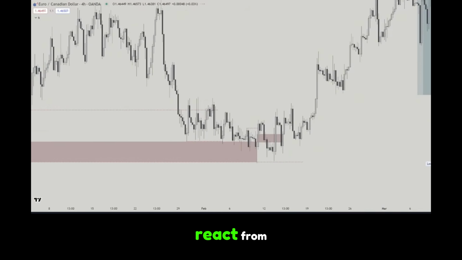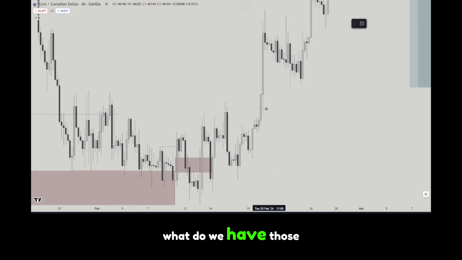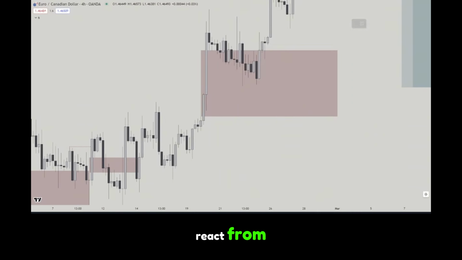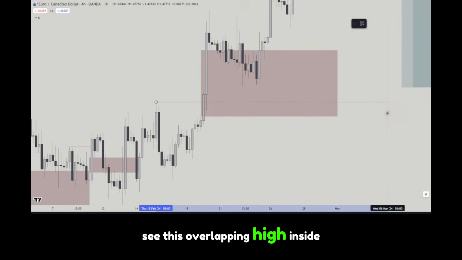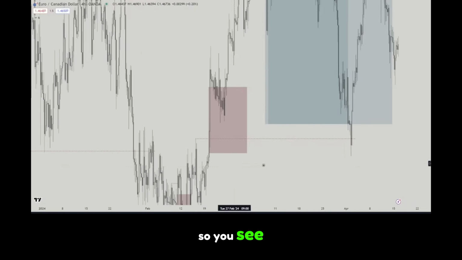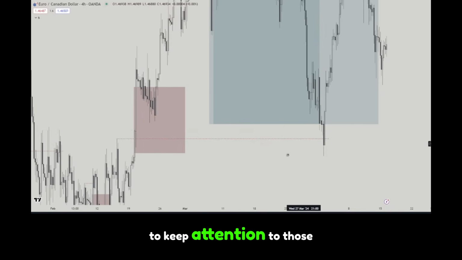And where did the price react from? You see, what do we have? Those consecutive fair value gaps, right? But where did the price react from? It is overlapping inside of that fair value gap. I believe that's where price reacted from. So you see, that's why we need to pay attention to those. The same as we're taking sniper entries, we want to take sniper take profits.